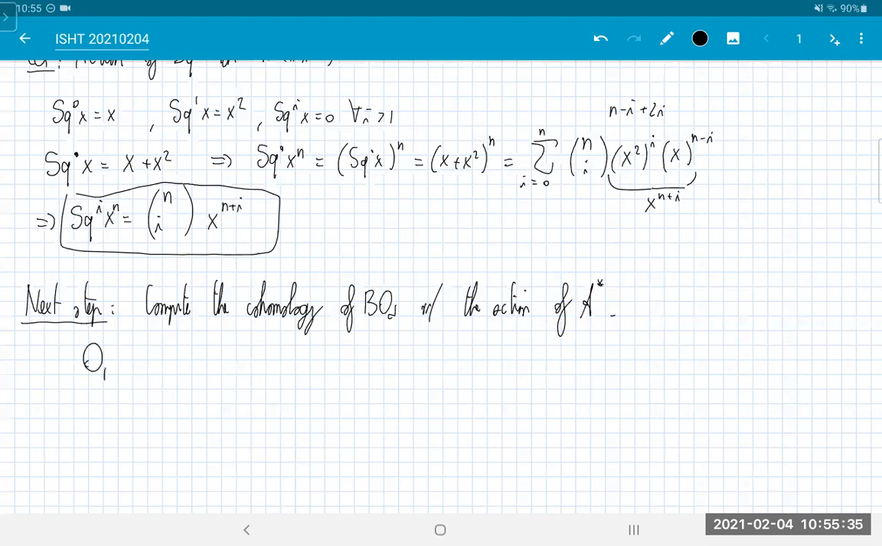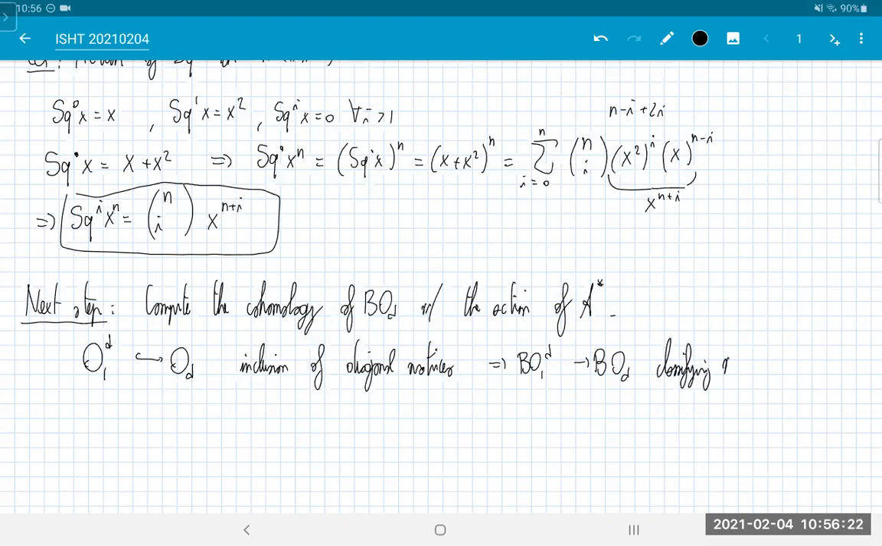The idea is that you have a map from O1 to the d into Od, just the inclusion of diagonal matrices. Or if you want, this is the induced map BO1 to the d to BOd. And this is the map that classifies the sum of d copies of the universal line bundle. This gives you a vector bundle of rank d, and it is classified by this map.